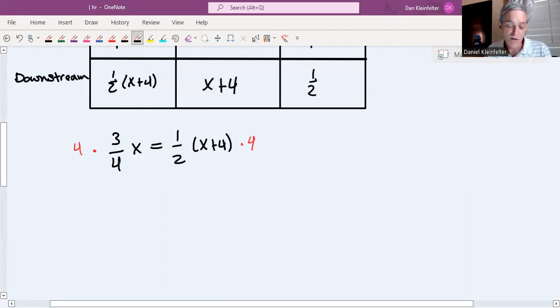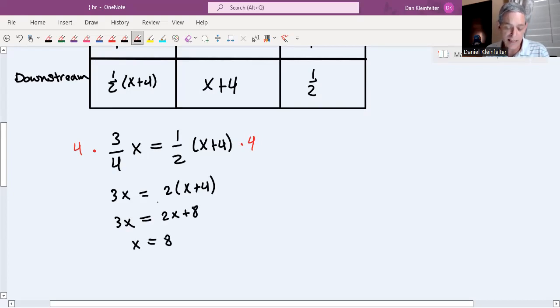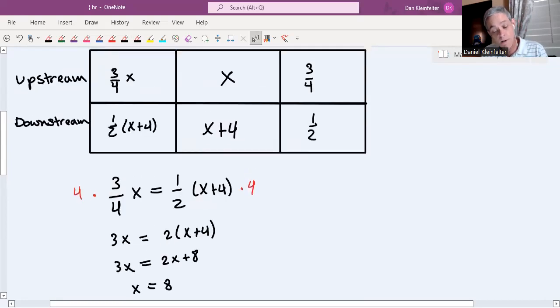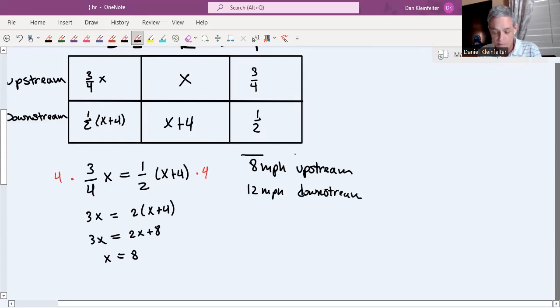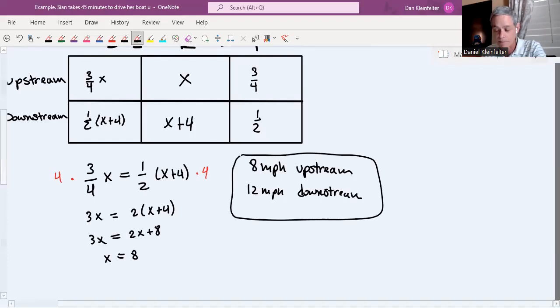makes life easy. Okay, so 4 times 3/4 of an x is going to be 3x. A half times 4 will give us 2. Okay, we still have the parentheses to contend with, so let's distribute to remove the parentheses. And then we'll find pretty quickly that the x is 8. So her upstream speed is 8 miles per hour. And then it's 4 miles per hour faster downstream, so it'll be 12 miles per hour downstream. Okay, and that takes care of our boat example.